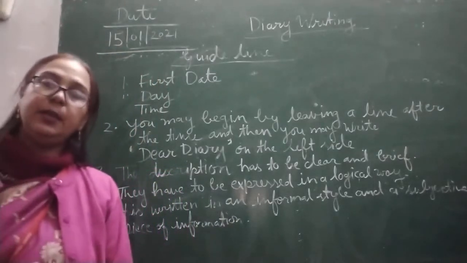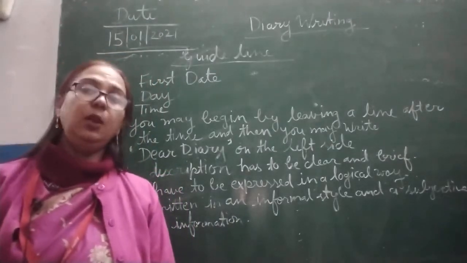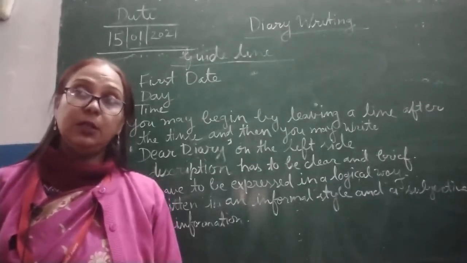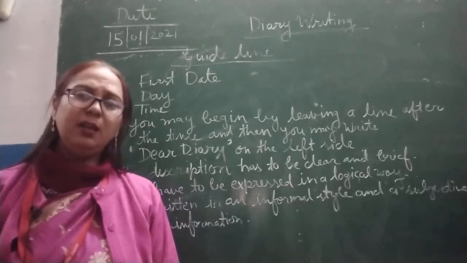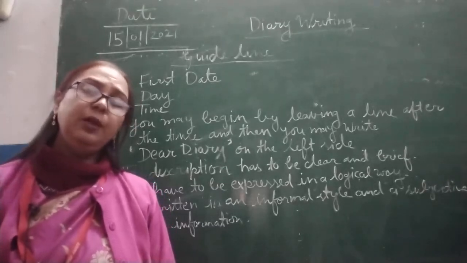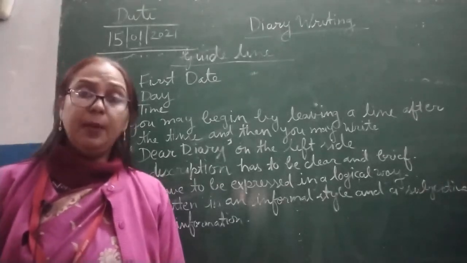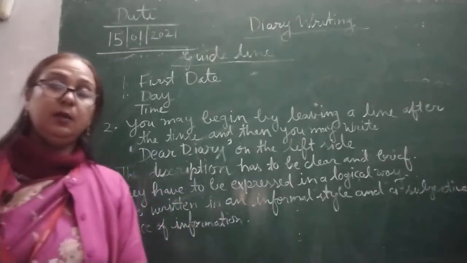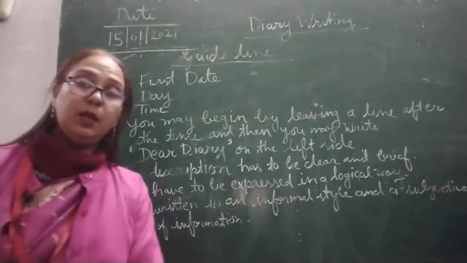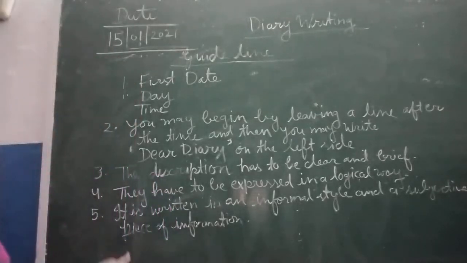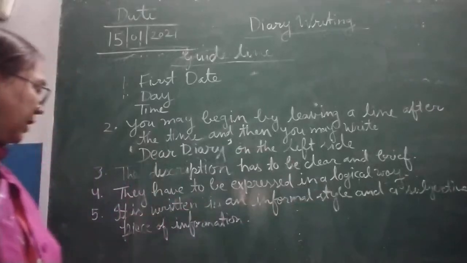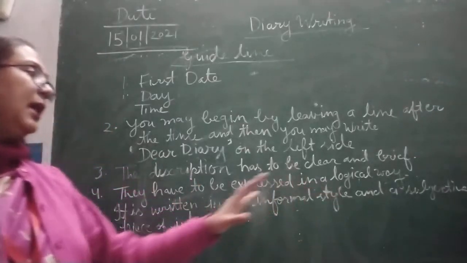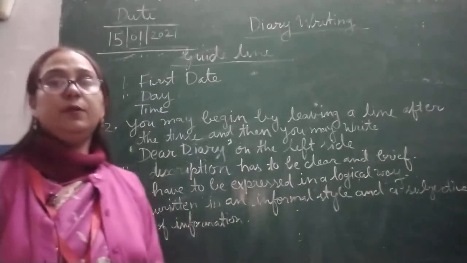Whatever you are writing in the diary, you should express your feeling in a logical way. Don't write in the common language, or only that thing which you have to remember through your life. Those things that matter you should mention in the diary writing. So they have to be expressed in a logical way. It's written in an informal style and is a subjective piece of information.